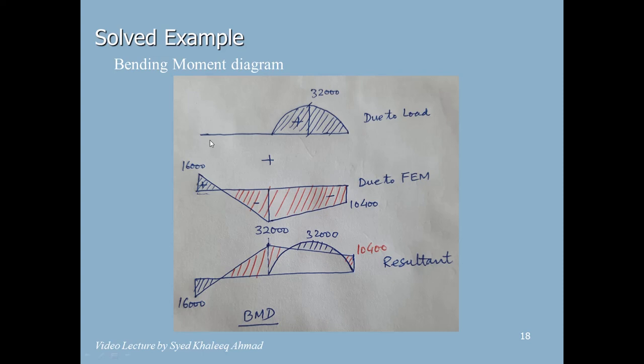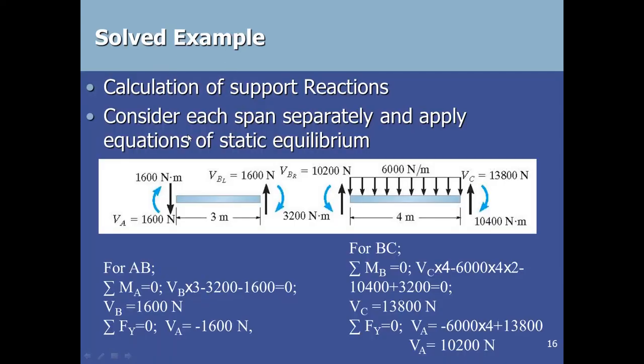To plot the bending moment diagram, again we will plot it separately for each part. For this part, if you see, there are two types of loads. One load is because of the loads applied, and the other is the support moments, which are fixed end moments at the supports. If you see here, we have support moments also. So some moment will come because of the loads.